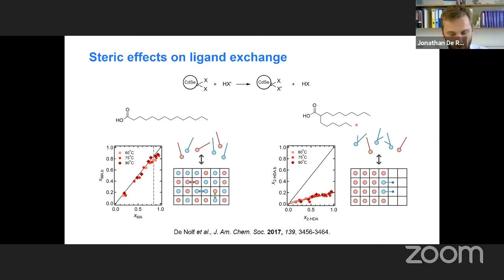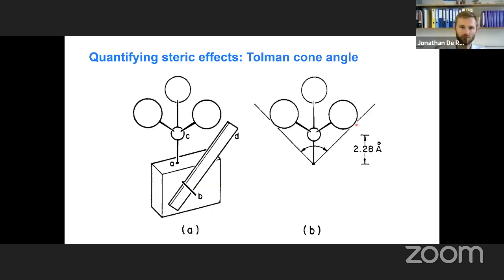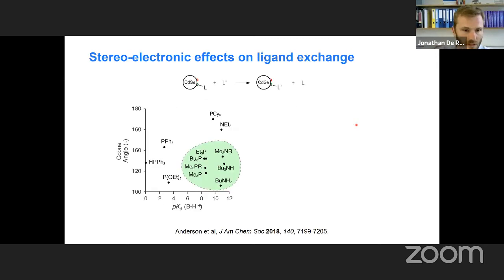Now, again, we don't have to reinvent the wheel. There was a guy, Tolman, that measured steric hindrance for metal complexes. And he defined this Tolman cone angle as a way of measuring how sterically bulky a certain ligand is. And then we evaluated that with different L-type ligands. So we have here cadmium selenide with L-type ligands, and we can do exchanges with them. And so we could evaluate which L-type ligand is a better ligand than another one. And then we had here a graph defining the cone angle on one side and the pKa of the associated acid on the other side.